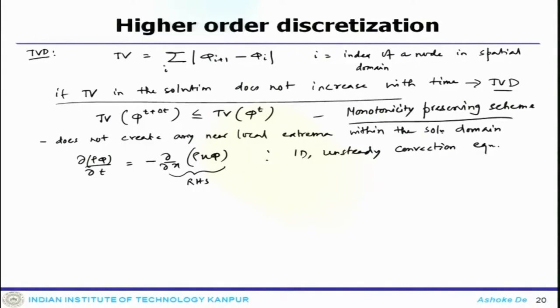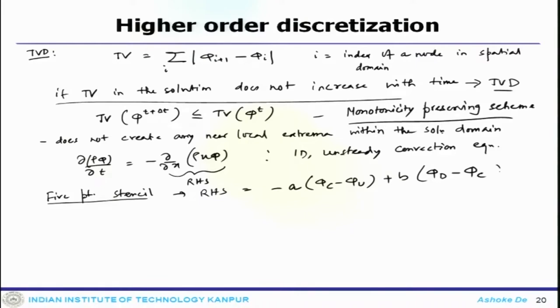Once we start with that, for the general discretized form of the right hand side, you use some sort of 5-point stencil, so that you can derive a higher order scheme, and the discretized equation for the right hand side, one can write minus A phi c minus phi u plus B phi d minus phi c, where u, c, d: c is the cell which is concerned, u is the upstream cell, d is the downstream node. Now, one can see this, if this is c and the velocity direction is this, this is upstream, this is downstream. So, that is how it is represented.